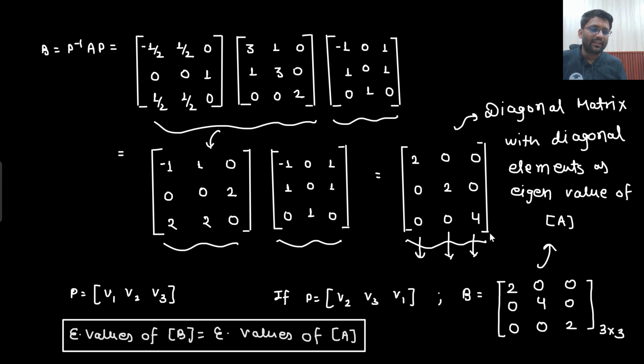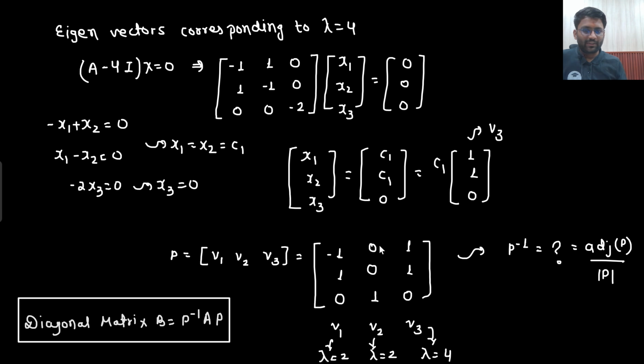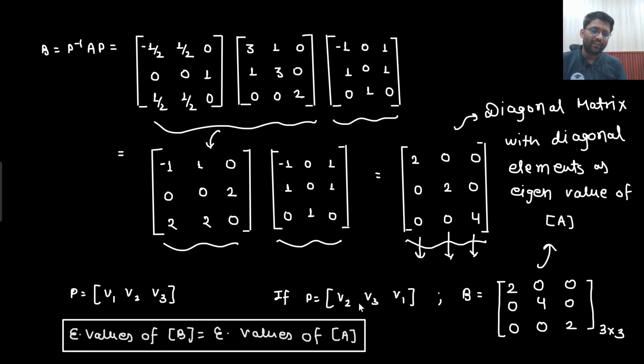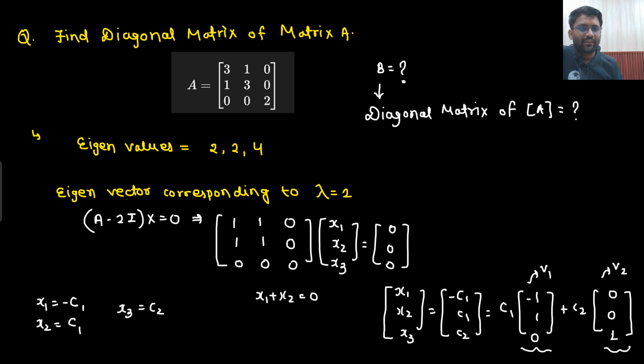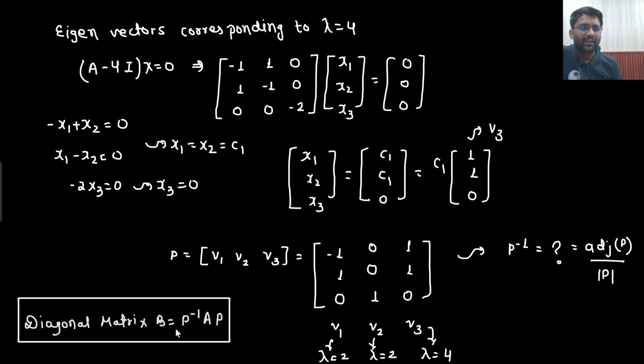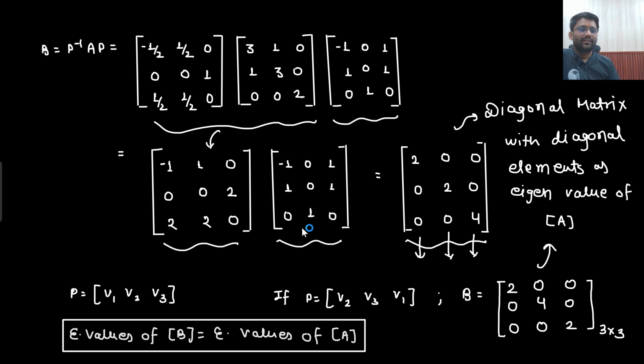How will you get to know, sir, which eigenvalue will come first and which later? Based on your matrix P. If I have taken P in V1, V2, V3 form, that means V1 corresponds to lambda equals 2, then lambda equals 2, then lambda equals 4. So 2, 2, 4. If I have taken V2, V3, V1 form, lambda equals 2, lambda equals 4, lambda equals 2. So 2, 4, 2. Eigenvalues will remain the same, and the diagonal elements will be the eigenvalues only. That's it. How will you find out? First, take the matrix, find out the eigenvalues, find out the eigenvectors, place them, make a matrix P, then find out P inverse AP. That's it. This is the conclusion of diagonalization.